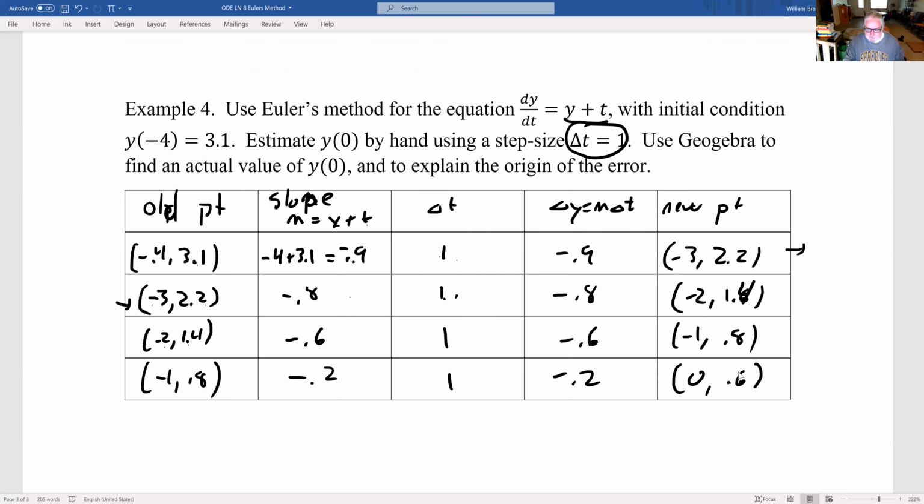So what's the error? How far off is that? Well, we can always check that by looking at GeoGebra again. So let's switch to GeoGebra.